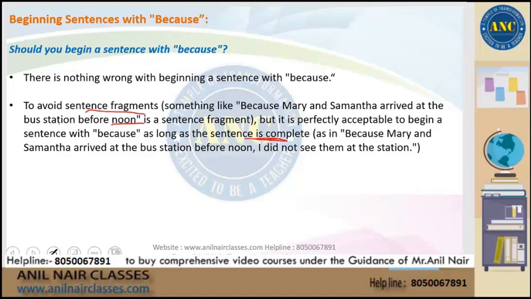Because they arrived at the bus station before noon, I did not see them at the station. This entire statement makes sense. It is complete. In that case, you can use the conjunction because. In cases where it does not make complete sense and it becomes a dependent clause, you shouldn't start the statement with it.